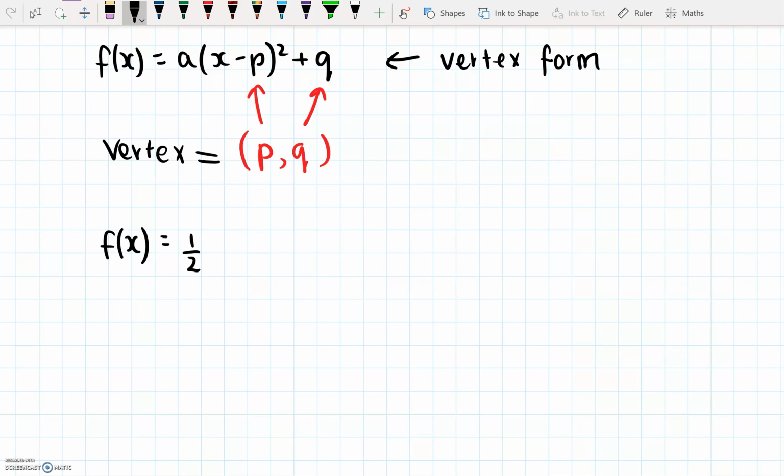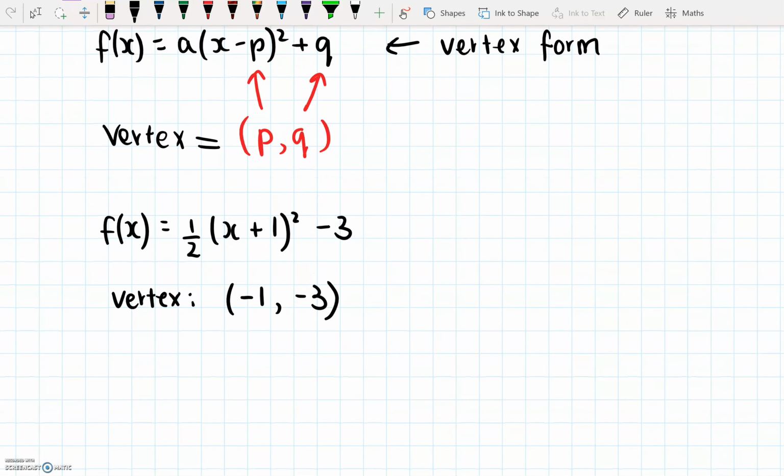So if you have a quadratic equation in the form of, for example, f(x) = 1/2 (x + 1)^2 - 3, then the vertex of this parabola is, look at the x, it says x plus 1, and remember our formula is x minus p, so in this case we have minus 1 as our x coordinate, minus 3. And there we go, we have the vertex of our parabola.